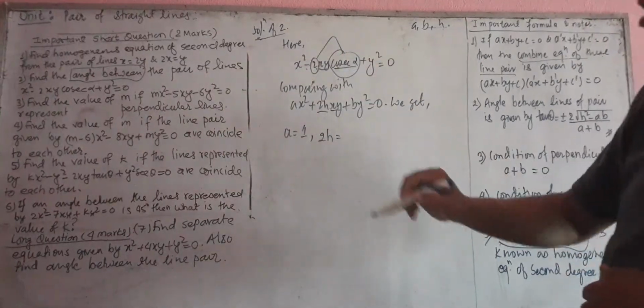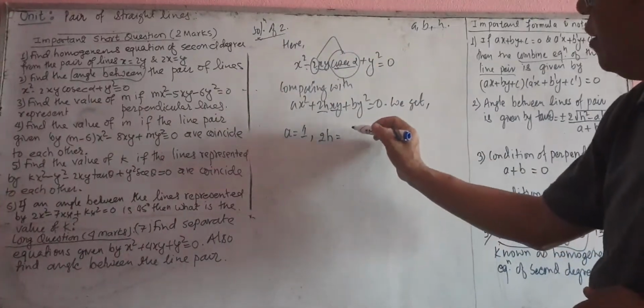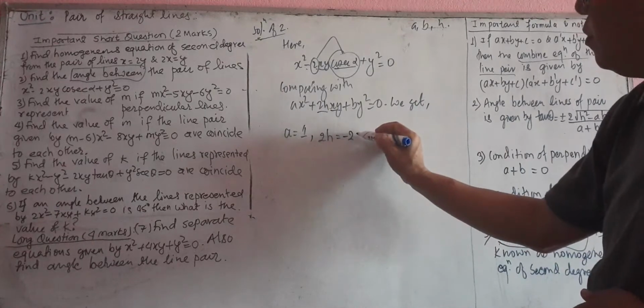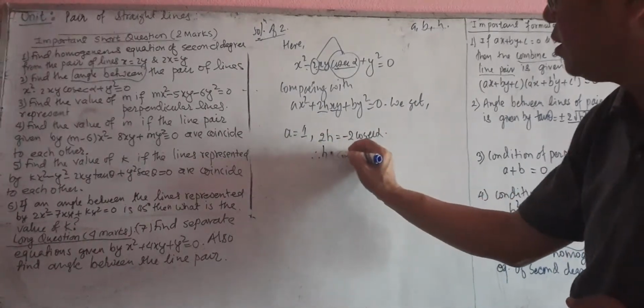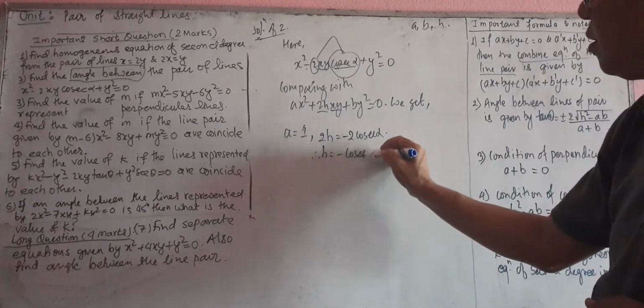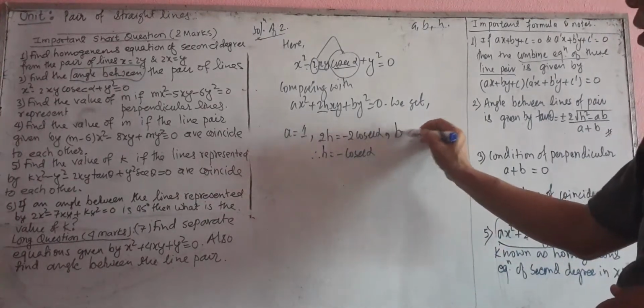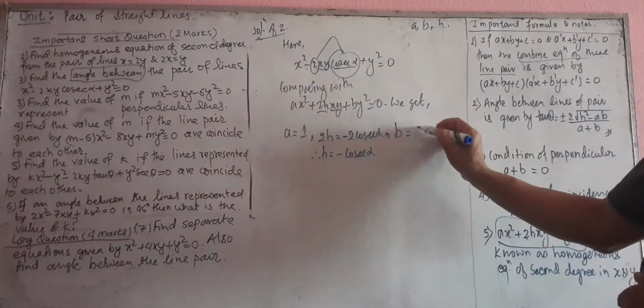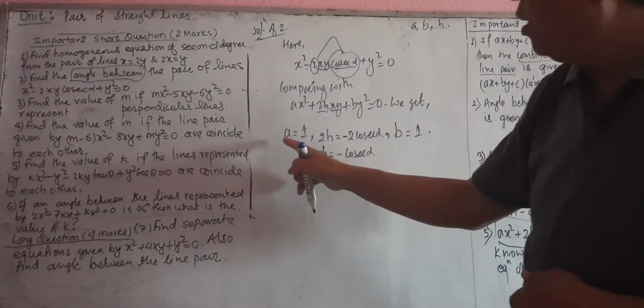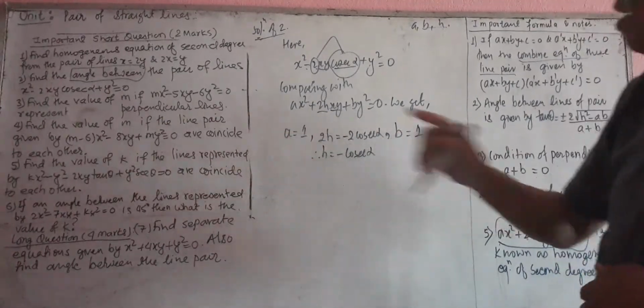These two quantities are the coefficient of xy. So 2h equals minus 2 cosec alpha, therefore h is equal to minus cosec alpha. And finally, b is the coefficient of y square, that is 1. So we have obtained the values of a, b and h.